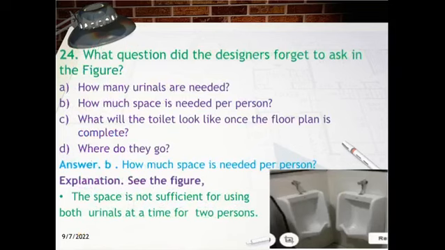24. What question did the designers forget to ask in the figure? A. How many urinals are needed? B. How much space is needed per person? C. What will the toilet look like once the floor plan is complete? D. Where do they go? Answer: B. How much space is needed per person? Explanation. See the figure, the space is not sufficient for using both urinals at a time for two persons.